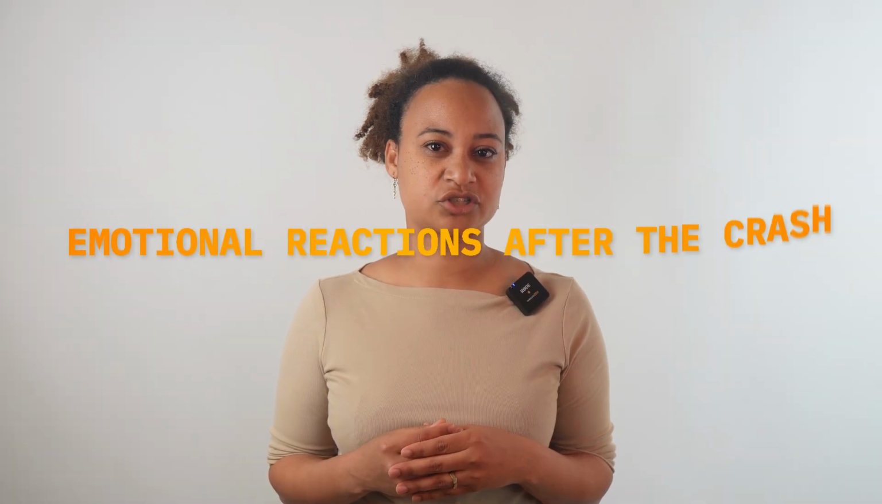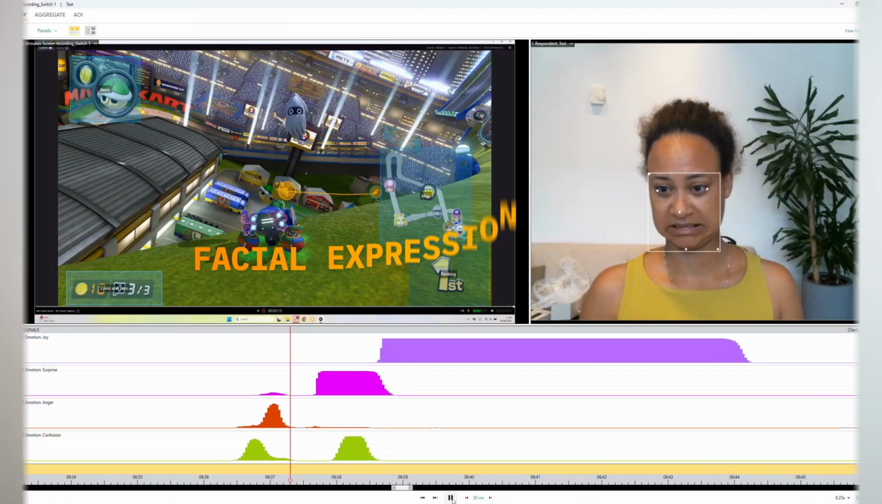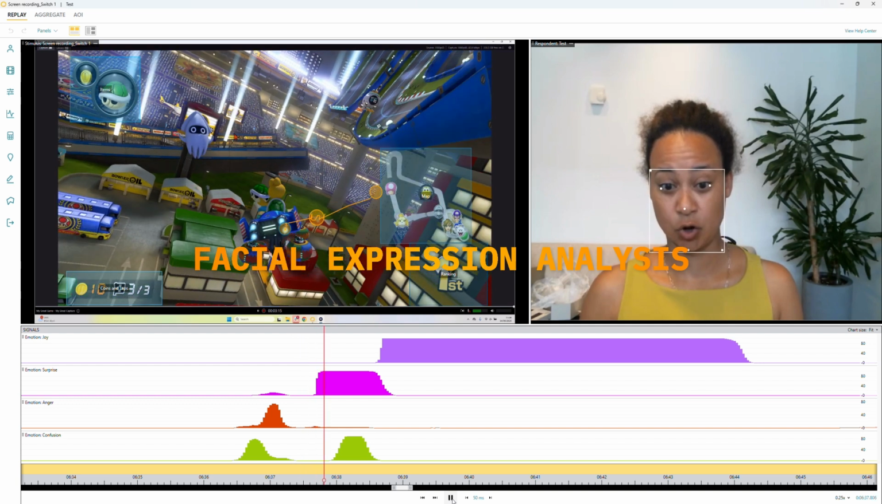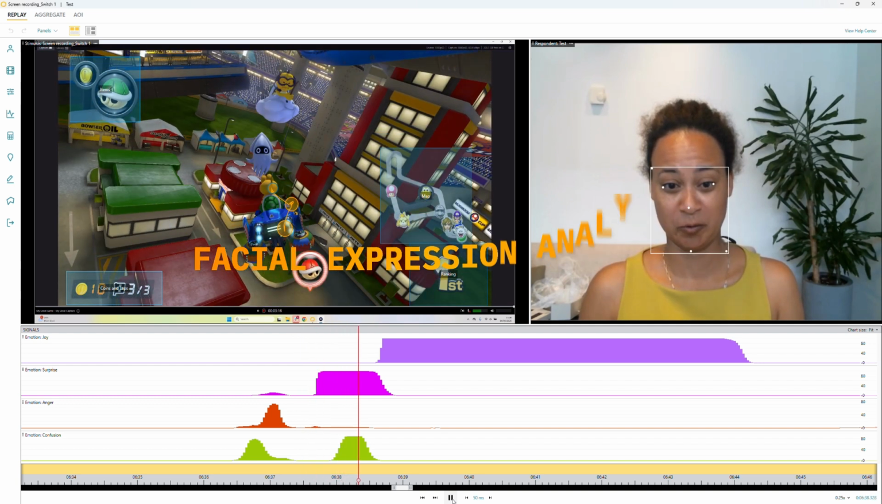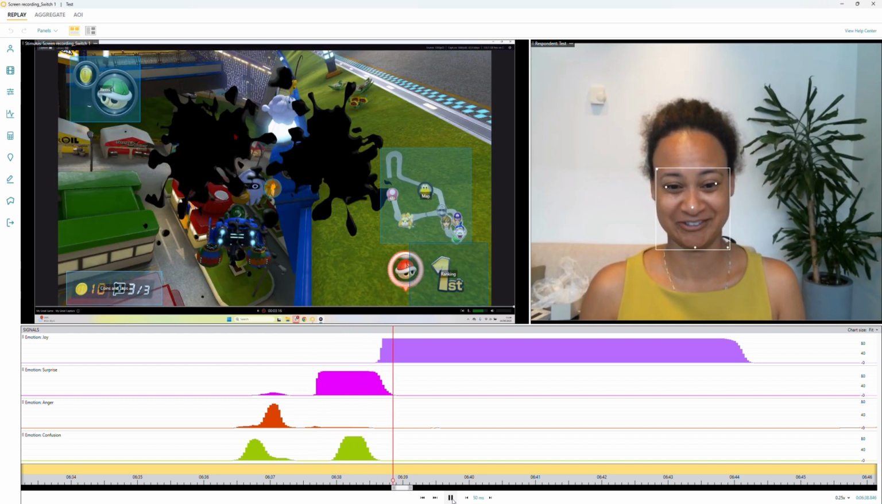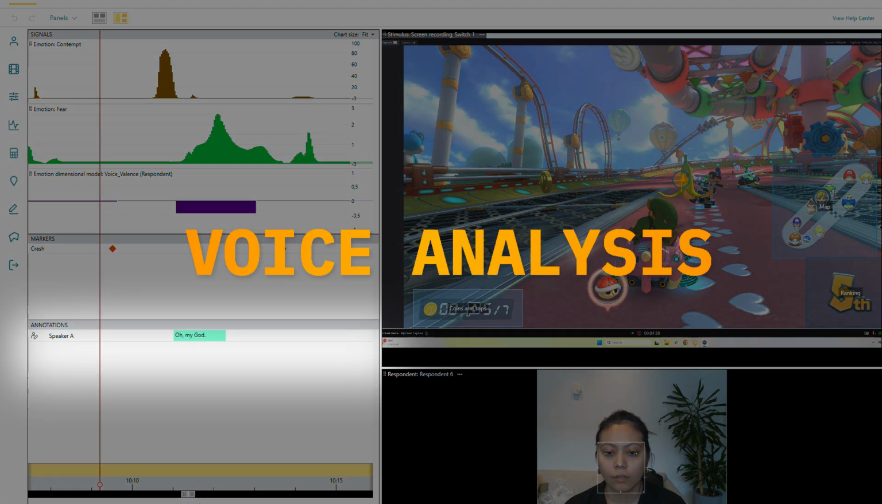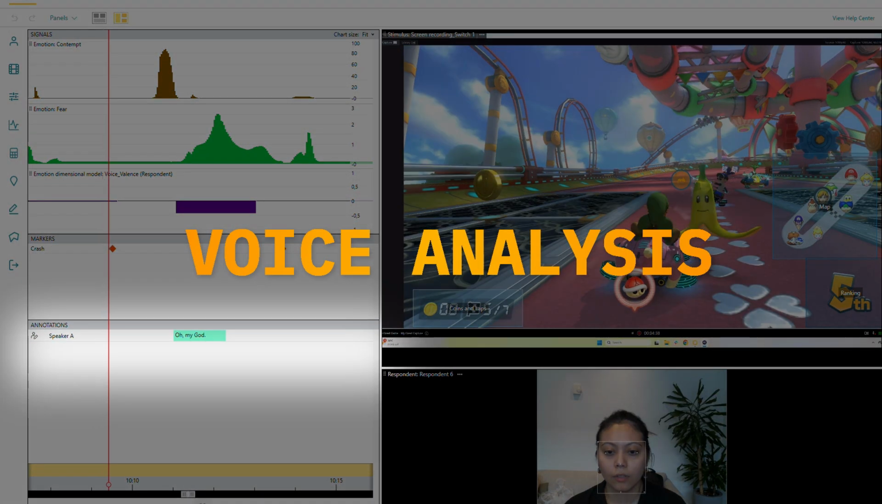I chose to look at emotional expressions after the surprise crash. How do players react? With facial expression analysis, I can see surprise expressions or more complex facial expressions after a surprise. Voice analysis gives me verbal exclamations and transcribes what they say. From this, I can get an idea of whether there were more positive or negative emotional expressions in relation to crash events and have a more nuanced understanding of engagement while playing Mario Kart.